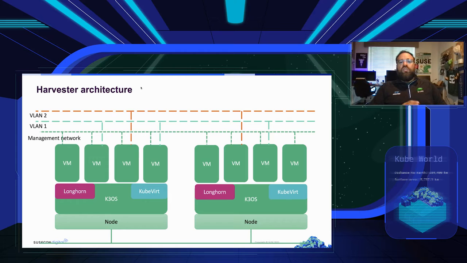Currently, it runs on K3OS nodes and leverages KubeVirt for virtual machine automation and management tasks, as well as Longhorn for persistent block storage. There are other components in it, like Multus for networking, but we can look into those in different Harvester sessions.